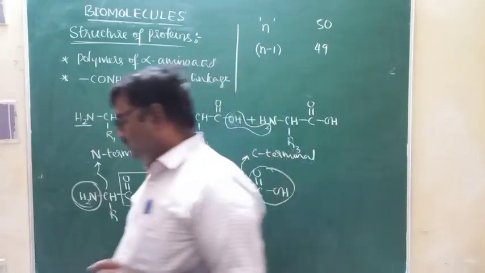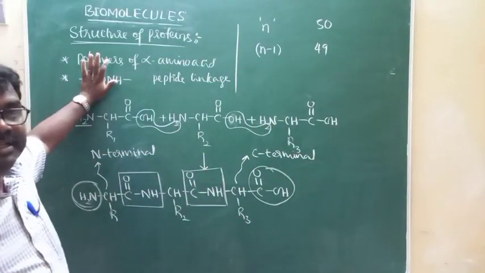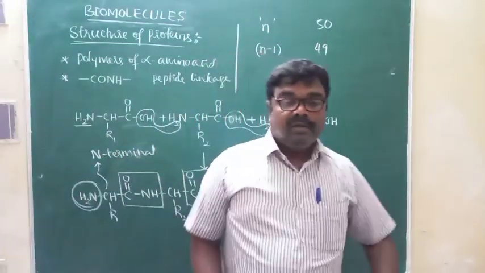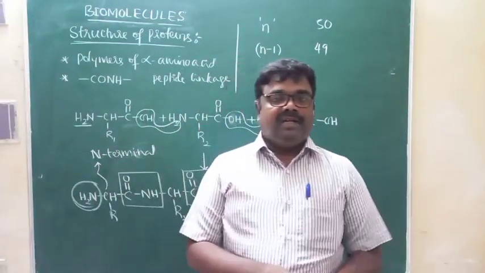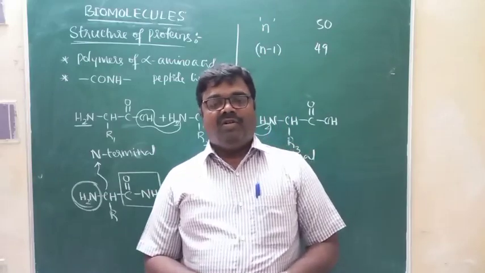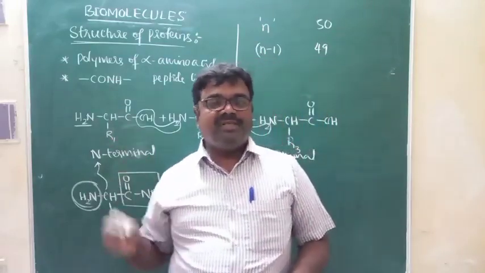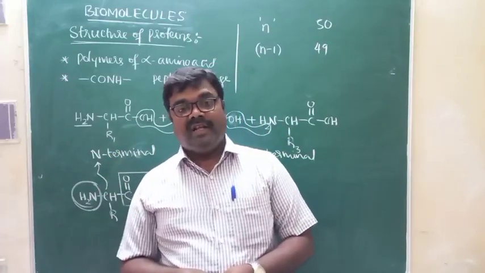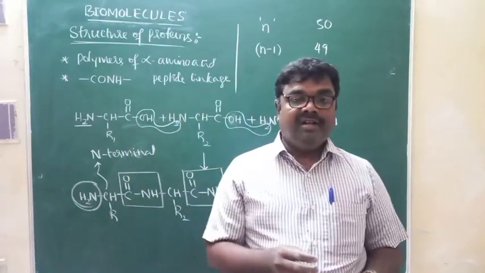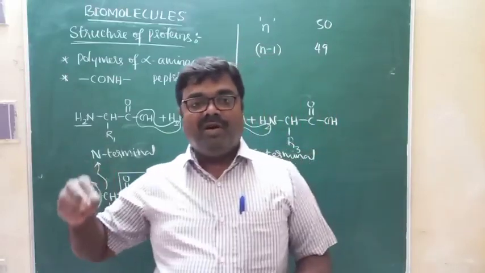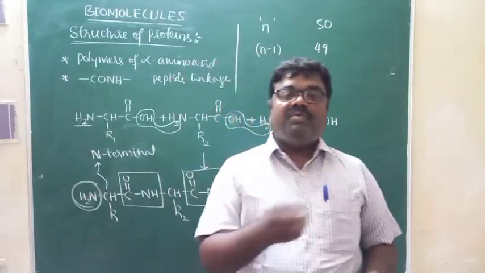Now, this is what we call the peptides and polypeptides. As I said, if the peptide is formed by the combination of more than 10 alpha amino acids, that peptide is called a polypeptide. And generally, a polypeptide containing more than 100 alpha amino acids, having a molecular mass more than 10,000, is called a protein.